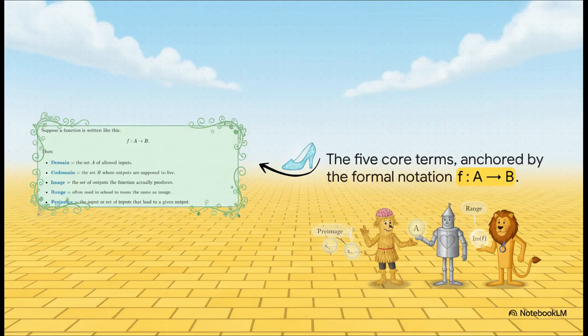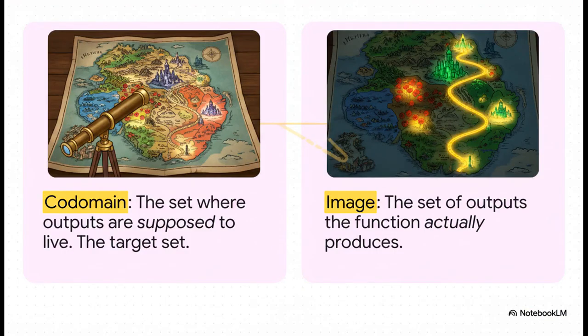Then you have the image, which is the set of outputs the function actually hits. In school, you probably just call this the range. And finally, the preimage is our tool for working backward. It helps us find which inputs created a certain output. Now, if you only remember one thing, make it this: the difference between codomain and image. The codomain is the broad universe of where your answers could land. The image is where they actually do. So the image is always inside the codomain, but it might be a much smaller part of it.